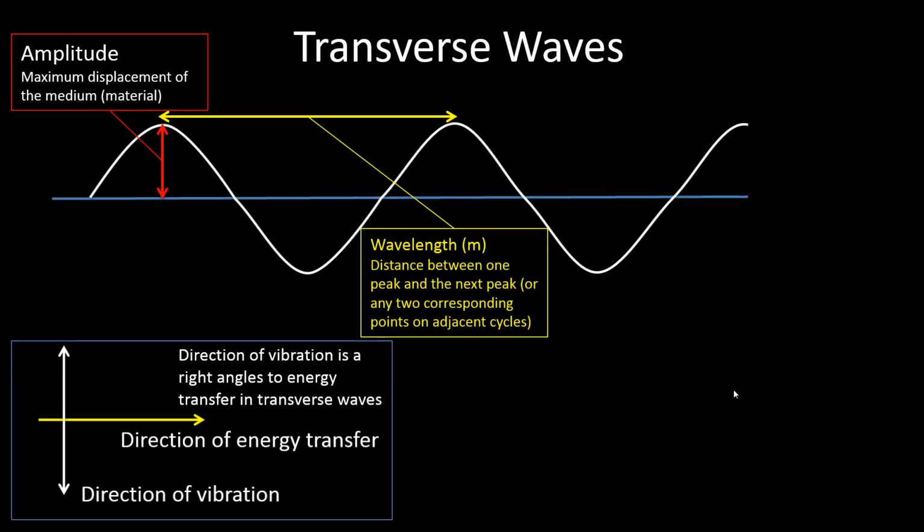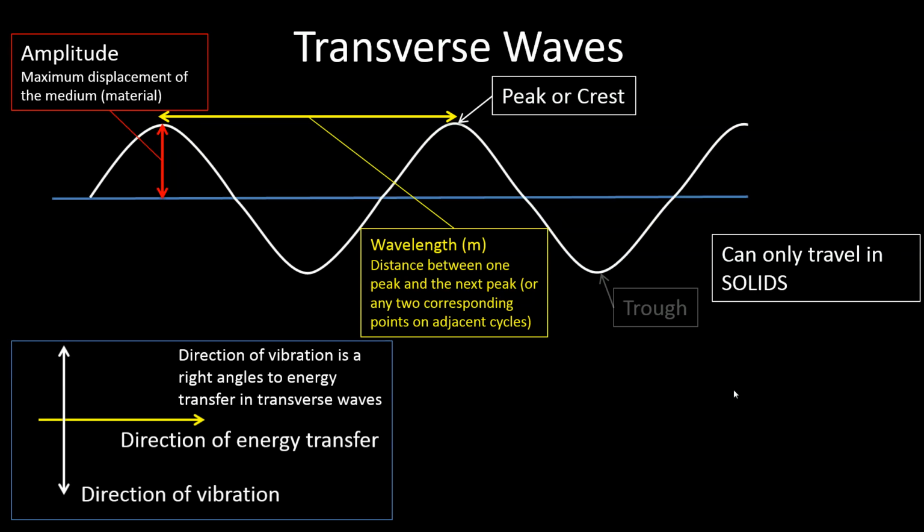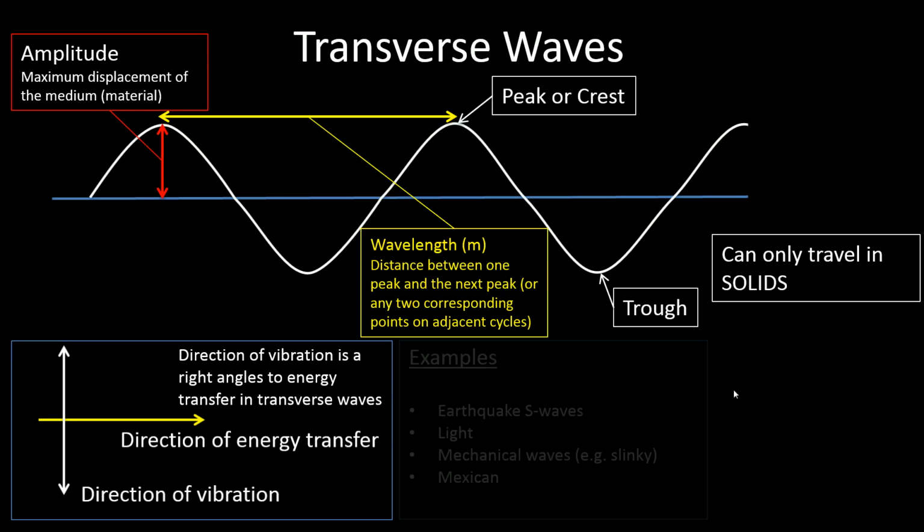Another thing we need to be able to label is the wavelength, which is most commonly talked about as the distance between two adjacent peaks, or one peak and the next peak. But technically it's the distance between any two corresponding points on adjacent cycles that are next to each other. So we could do trough to trough as well, that's not a problem. And generally speaking, transverse waves can only travel in solids if we're talking about mechanical transverse waves through a solid material. Just another couple of labels on there, peak or crest and trough.